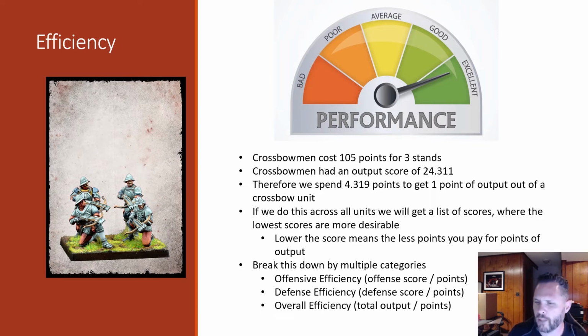It only becomes useful when we have all of the units and we can compare that number against all of the units. So in this first pass, all of the lower numbers are better than the higher numbers, because if the number is higher, that means I have to spend more points to get a point of output, and I don't want that. I want it to be as low as possible. I can also break this down by offense, defense, and overall, which I do because I like to look at those different categories. I like to look at what's efficient offensively versus defensively.